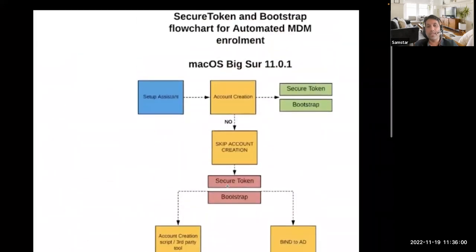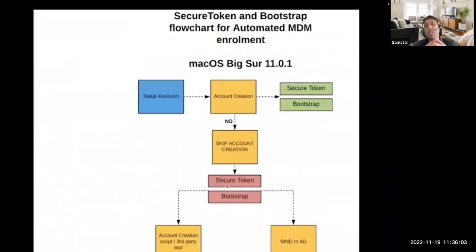If I zoom in, this process says if you are using a pre-stage enrollment and during Setup Assistant you are creating an account, if you remember, in pre-stage we have a section called account, and normally people skip account creation. If you don't skip the account creation, and during first Setup Assistant the account is created, then if the macOS version is 11.0.1 and higher, it will automatically give the secure token to this newly created user along with the Bootstrap token accrued to Jamf. So this is the right and straight way.